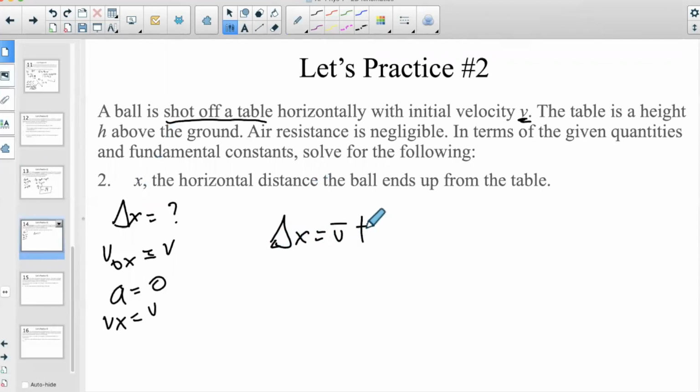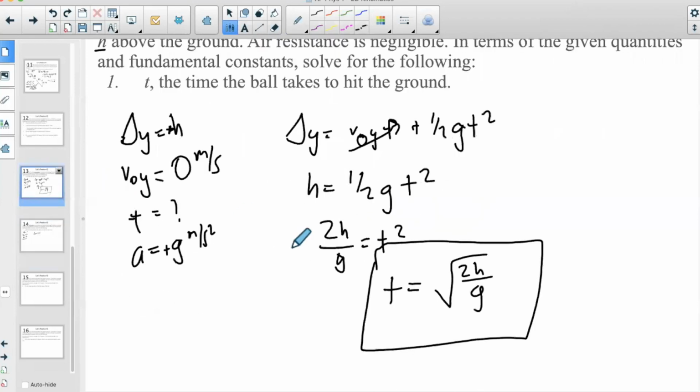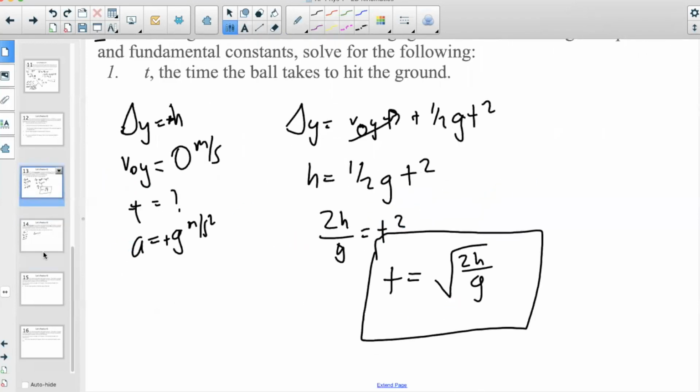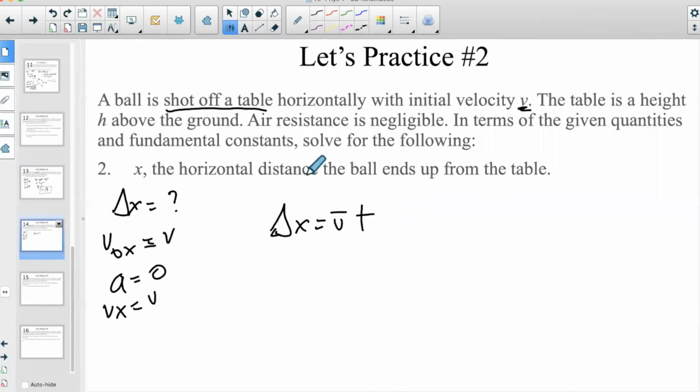But you might ask, what is t? Well, you gotta remember this. It's always the same in both dimensions. Both directions, x and y, time is always gonna be the same. So we can simply take what we know from the first part and put it in here.